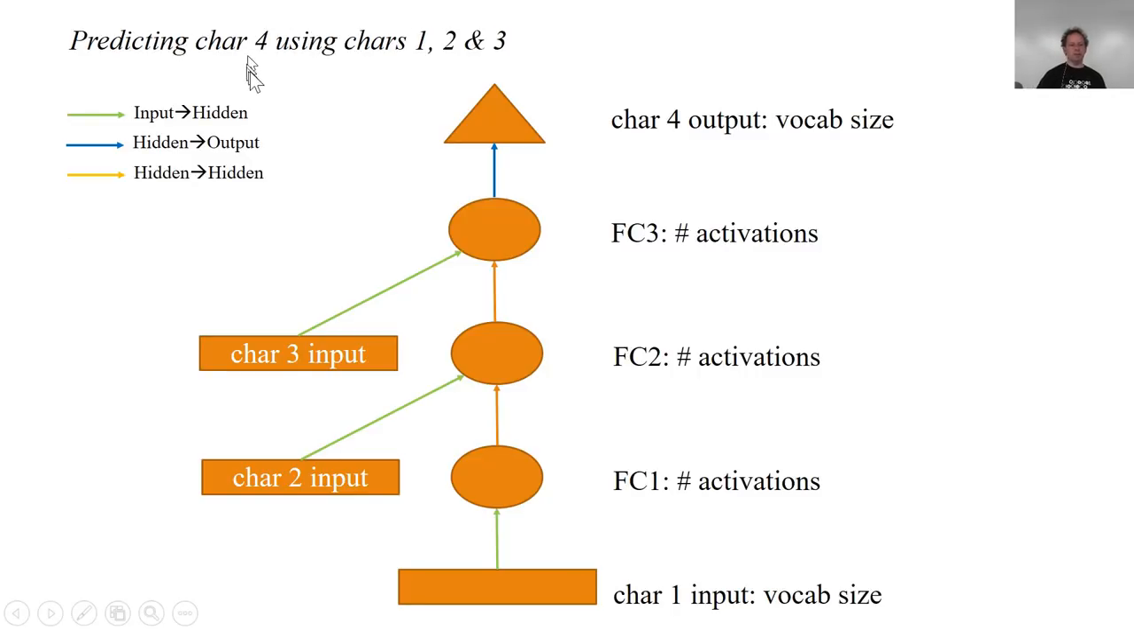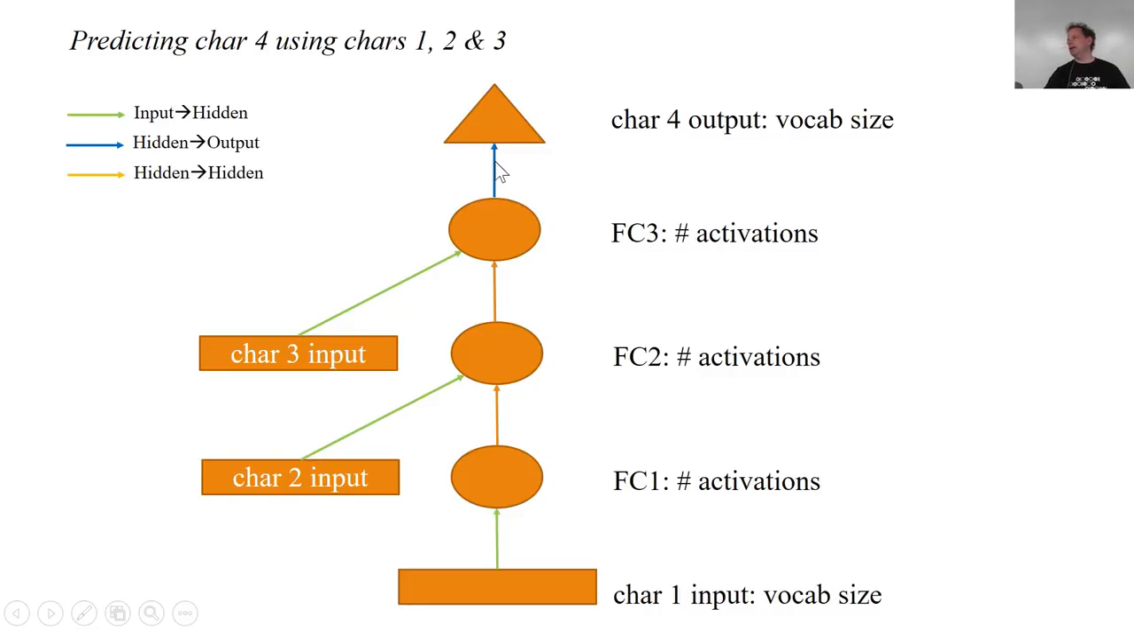So predicting character 4 using characters 1, 2, and 3. As you can see, it's the same picture as the previous page, but I put some very important colored arrows here. All the arrows of the same color are going to use the same weight matrix. So all of our input embeddings are going to use the same matrix. All of our layers that go from one layer to the next are going to use the same orange arrow weight matrix, and then our output will have its own matrix. So we're going to have 1, 2, 3 weight matrices.